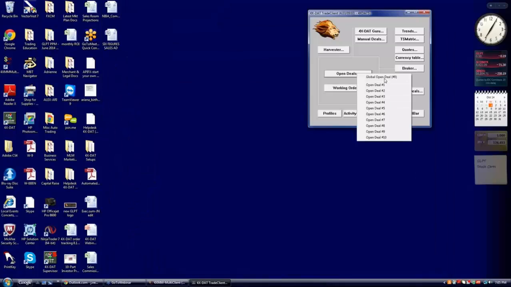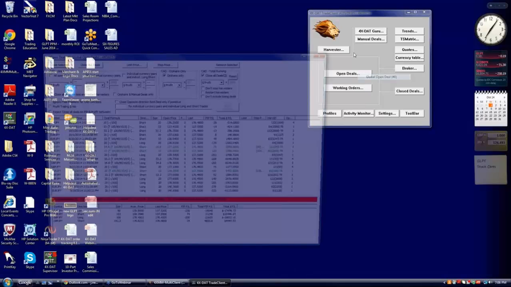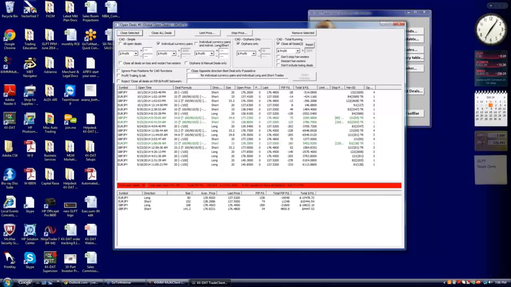The open deals window shows all the trades that are currently open. This particular sequence has a total of 18 trades open. The summary of those trades are down here. So in other words, the total long position on euro-yen is 80 mini lots, or 8 standard lots. The short position is 152 minis, which gives us a net short position of, I believe, 72.